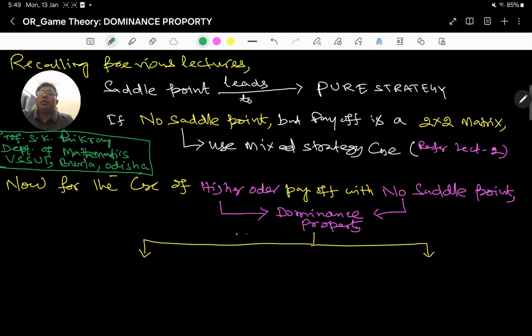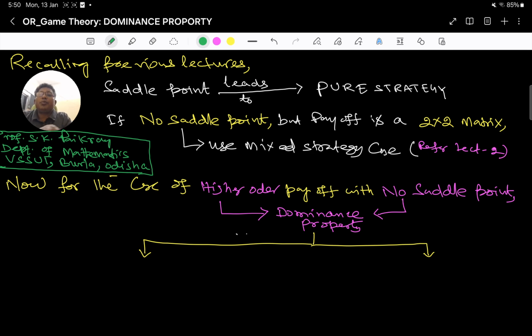Hello everyone. In this lecture, I shall discuss the dominance property to solve the game. Here there is a higher order payoff matrix, and we don't have a saddle point. Then we use the dominance rule to bring it to a 2x2 matrix.